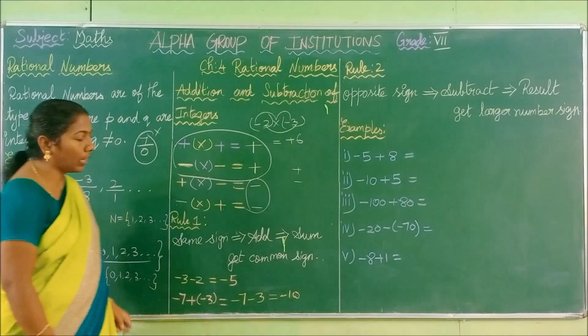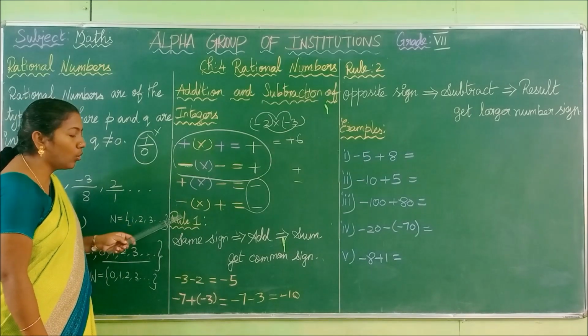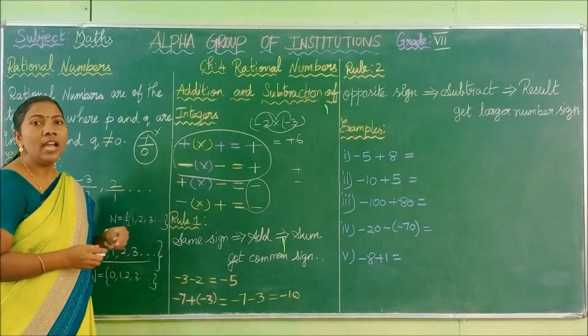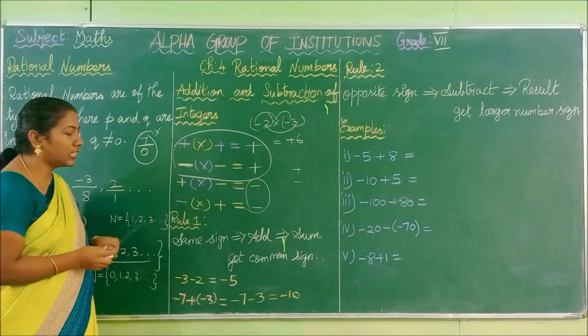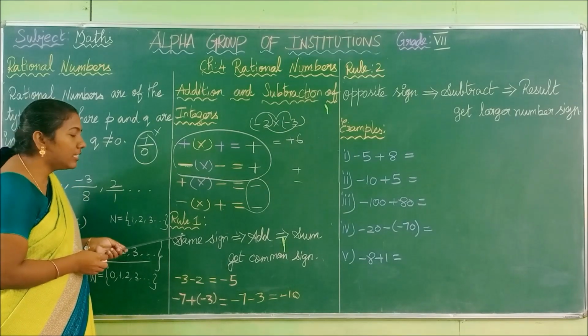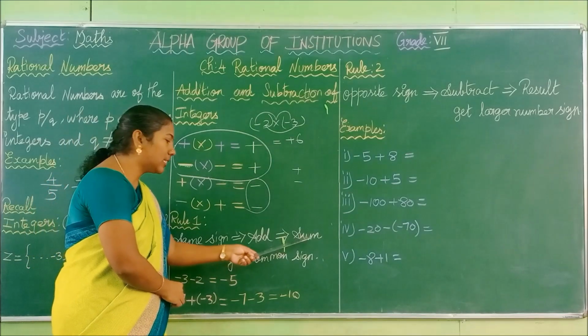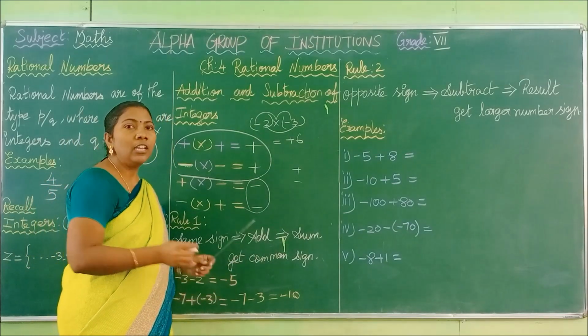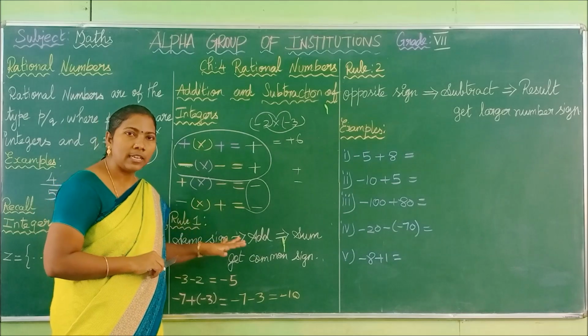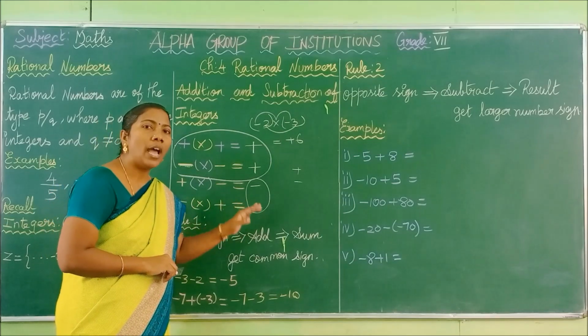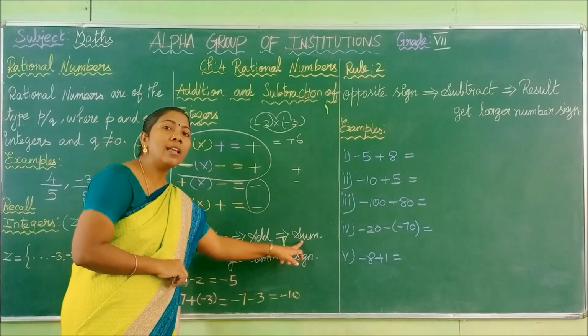Do you understand? Okay. Next we are going to recall rule 1 and rule 2 for the addition and subtraction of integers. What is rule 1? If the integers are of the same sign, you have to add, and the sum gets the common sign. If the given integers are of the same sign, what do you have to do? You have to add, and the sum gets the common sign.